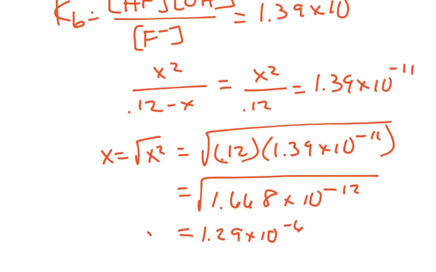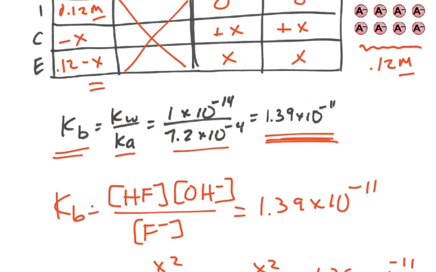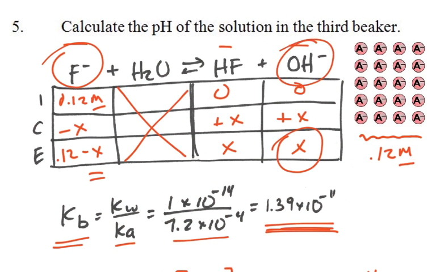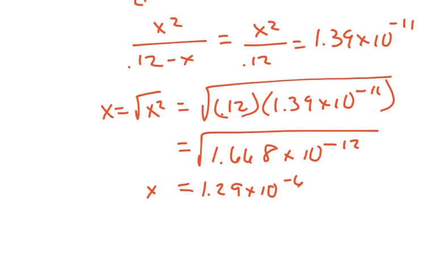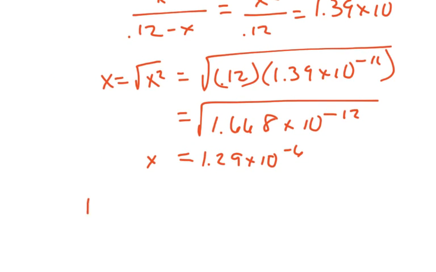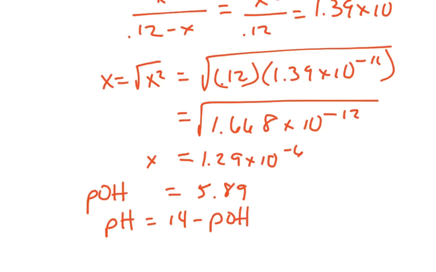Now, we have to go way back and remind ourselves that x is the hydroxide ion concentration. So when I take the negative log of this value, that's going to be my pOH, negative log, which is 5.8889, so 5.89, and my pH is 14 minus the pOH, which I get as 8.11. And I'm going to leave that with 2 decimal points, 2 significant figures.